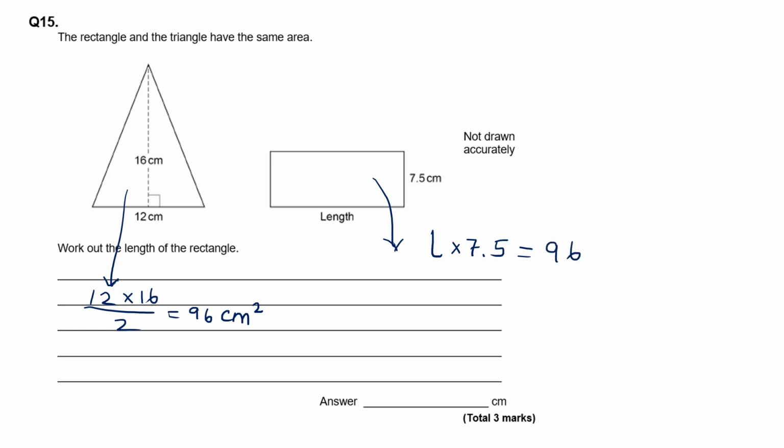So since 7.5 is multiplied with L, we could divide both sides with 7.5, and we can find out what the length is going to be. So if I divide them, that's going to be 12.8, and that's what I was looking for.